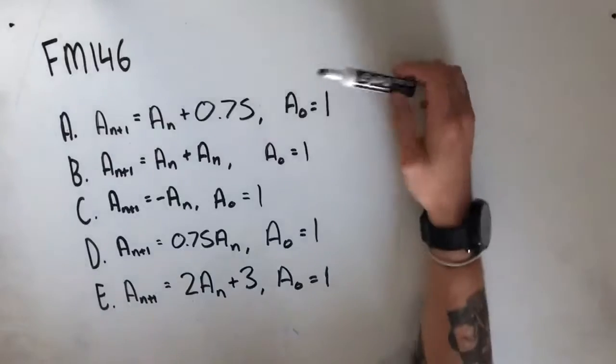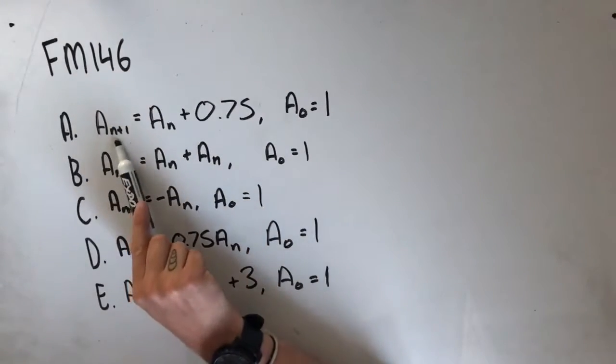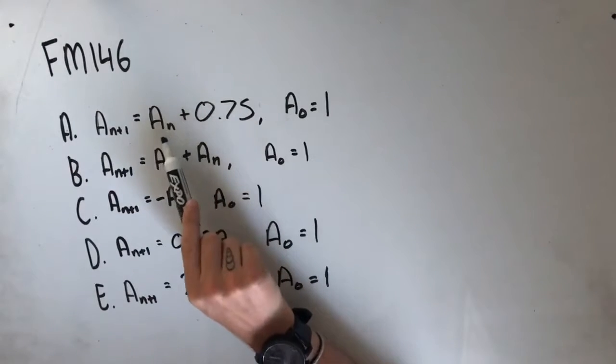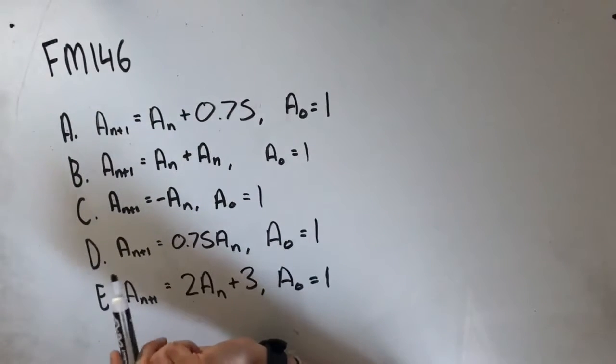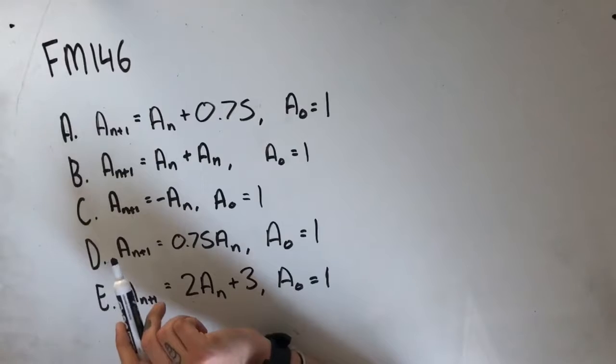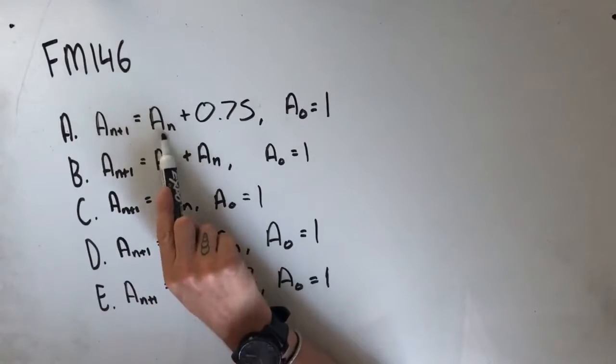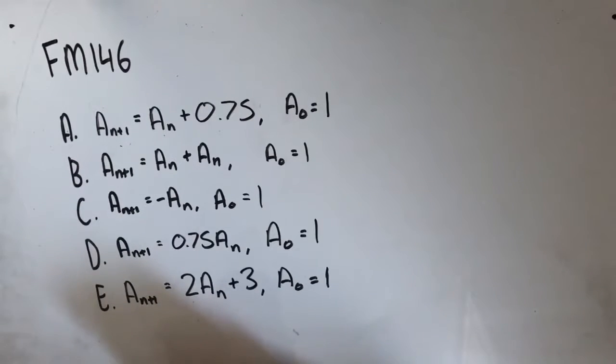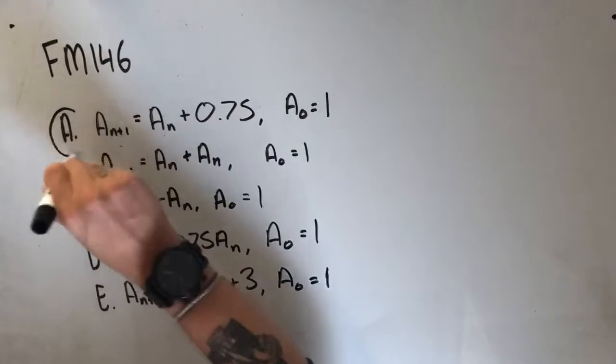So our first sequence is an plus 1. So to get to the next step in our sequence, we need to add 0.75 to the previous step in our sequence. So to get from 1 to the next, add 0.75. That looks very much like an arithmetic sequence, so we'll keep that circled for now.